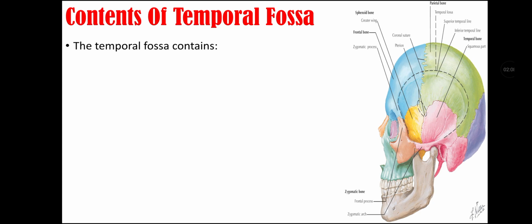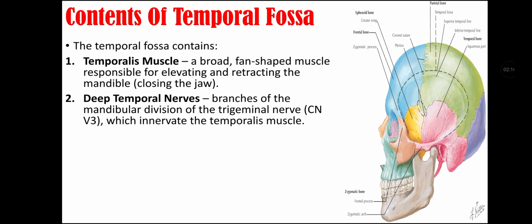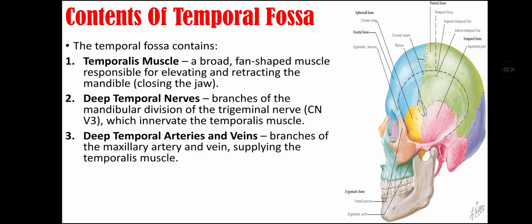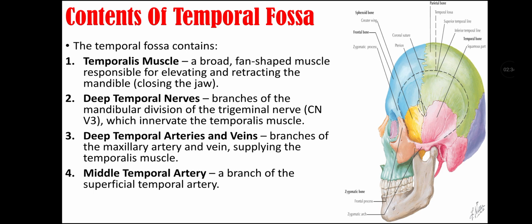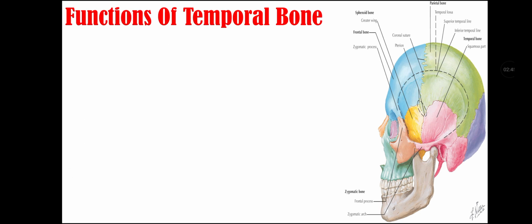Contents of temporal fossa include temporalis muscle, that is a broad fan-shaped muscle responsible for elevating and retracting the mandible. Second is two deep temporal nerves, that are branches of mandibular division of trigeminal nerve which innervate the temporalis muscle. Third is deep temporal artery and veins, that are branches of maxillary artery and vein supplying the temporalis muscle. Fourth is middle temporal artery, that is branch of superficial temporal artery. And fifth is temporal fascia, that is covering of the temporalis muscle, providing protection and structural support.